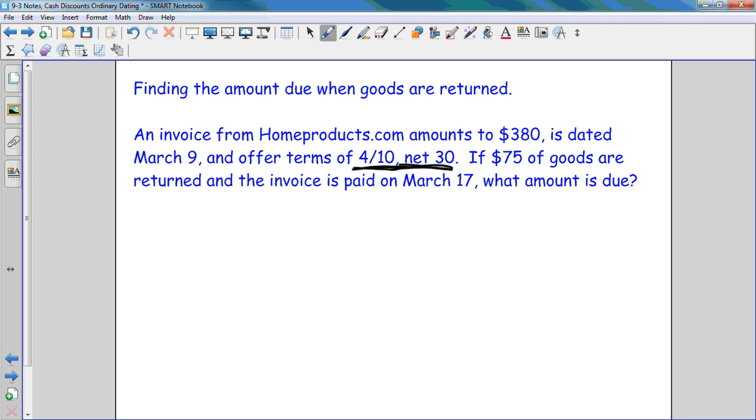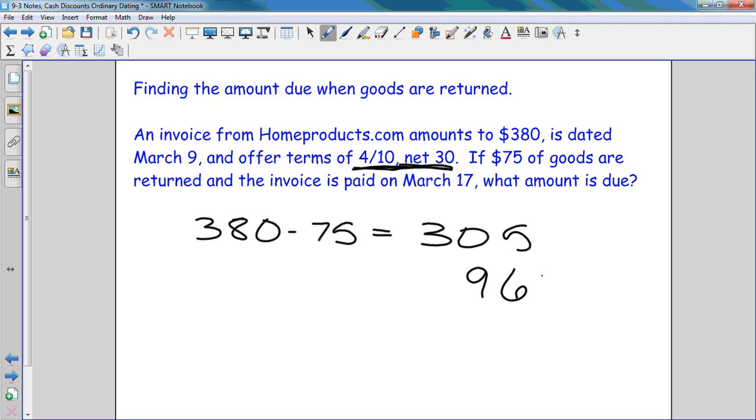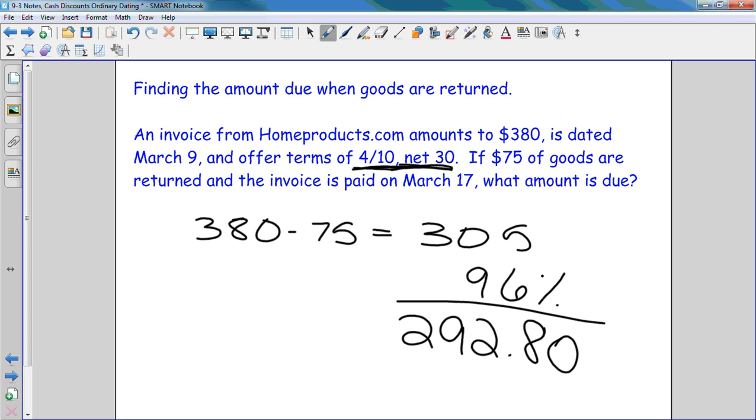Well, if I have $380 total, but I returned $75, I don't get a discount on that $75 because I never used it. So my invoice total is $305. And I paid it, times 96. I paid it in time because the 19th would be 10 days. I paid on the 17th, so I get a 4% discount. So multiply by 4%, or if you want to do the complement, by 96%. $292.80. So that's the amount that's due.